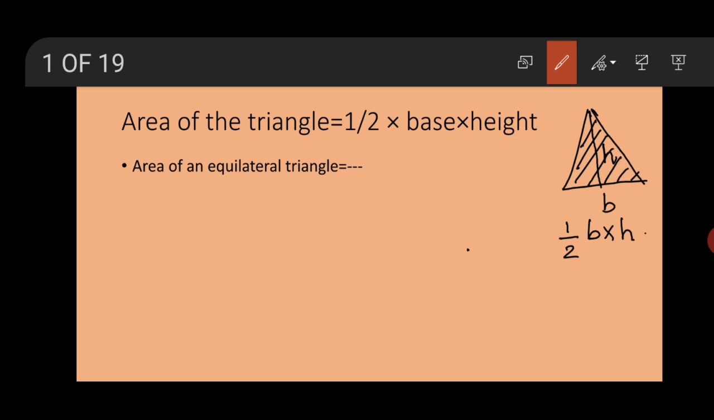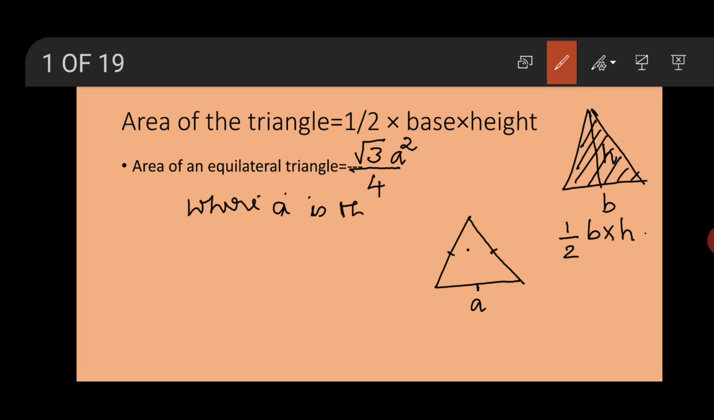Similarly, how can you find the area of an equilateral triangle? You know, in equilateral triangles, all sides are equal. Take it as a. So, how can you find the area of an equilateral triangle? It is given by root 3 by 4 a square, where a is the side of the equilateral triangle.